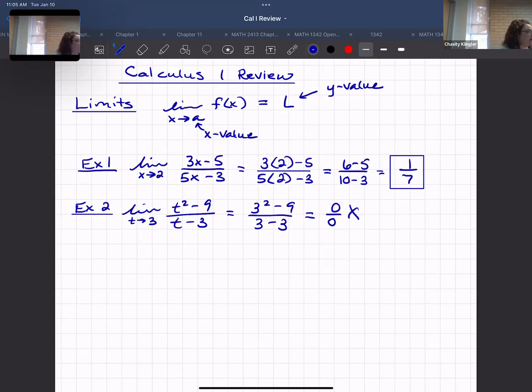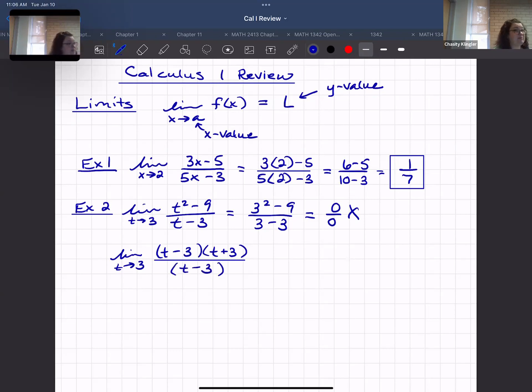So in that case, we're going to go one step further and try to cancel something out so that we can do direct substitution. So always try to factor whatever you can factor. t squared minus 9 is going to factor into what? Good, that's your difference of 2 squares. If you don't have that middle linear value, and it's a difference, you can factor it into the difference of 2 squares.